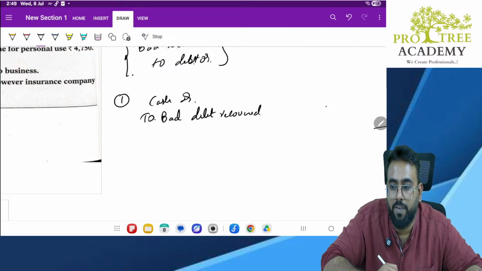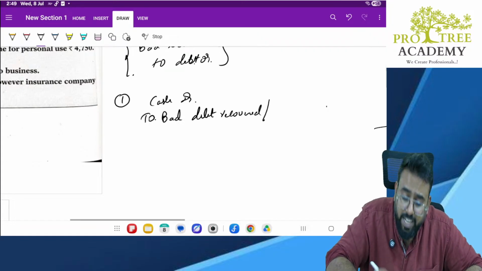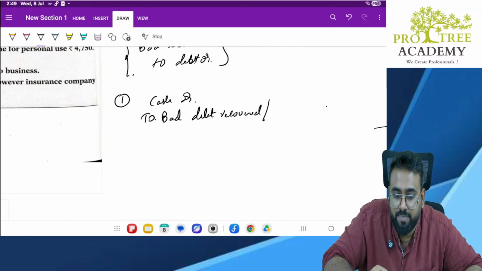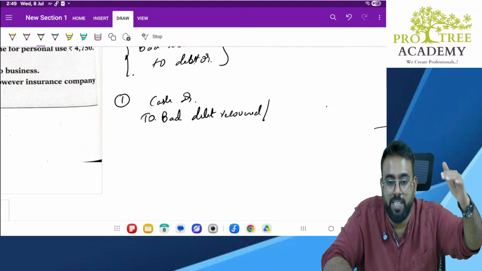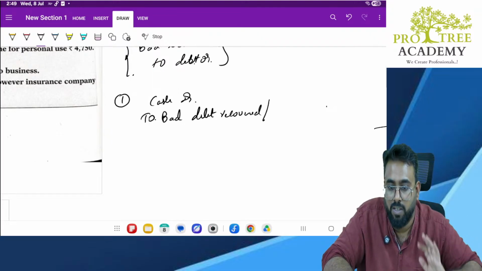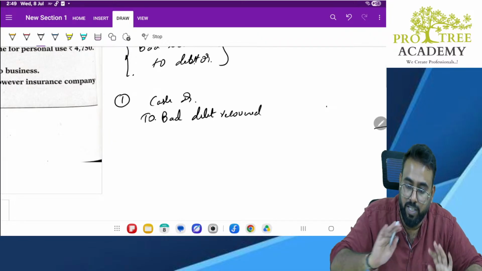Clear? Everybody? Yes? Or sometimes you can even write it to bad debt again. What will then happen, sir? Your expense will come down. If you write it to bad debt, we'll assume that your expenditure of bad debt is coming down. But in your exams, follow the bad debt recovered account itself.